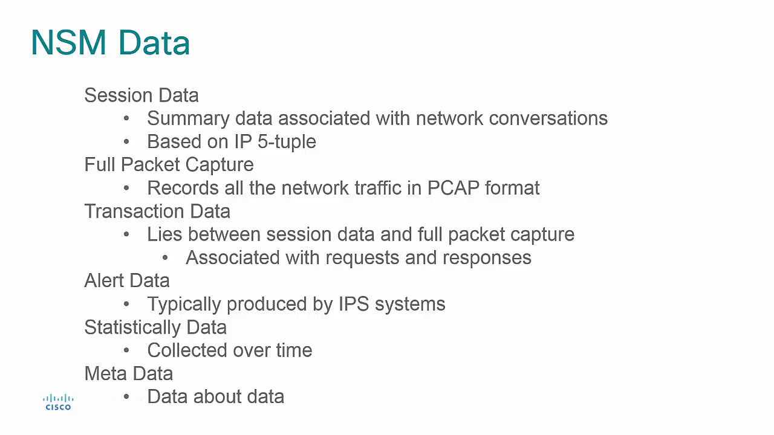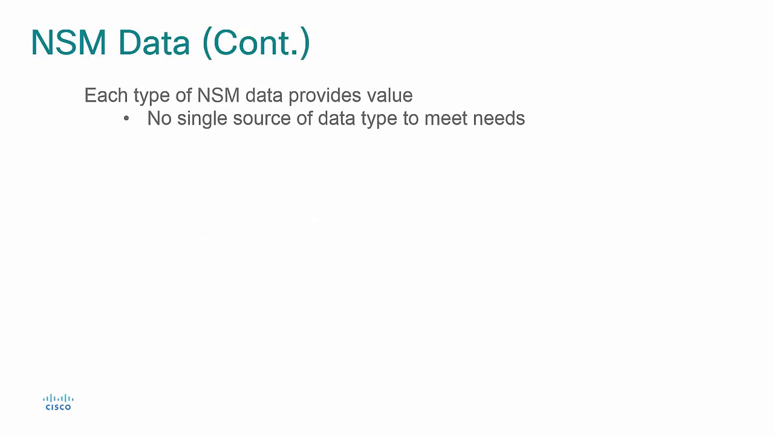This can be used to augment the NSM data that is directly collected in the SOC. Some examples of metadata may be geolocation data, reputation scores, and ownership that are associated with an IP. Each type of NSM data provides unique value to the analyst, and no single data type can meet all analyst requirements. And as mentioned previously, correlation is key to the analyst's ability to use all the NSM data types.